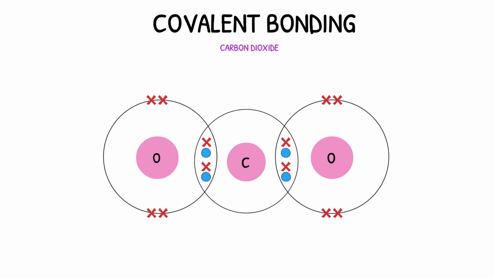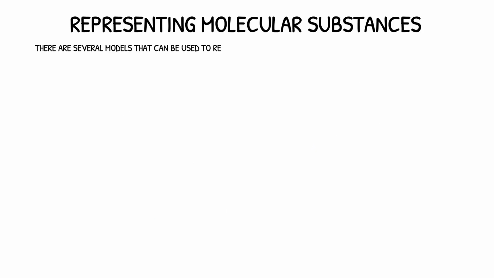When you're drawing a dot and cross diagram for a molecular substance, it's important that each covalent bond contains an electron from each element. This dot and cross diagram for carbon dioxide is inaccurate, as the electrons in each pair are from the same element. Do make note of this for future reference, as you will likely be penalised in your exam for making this mistake.